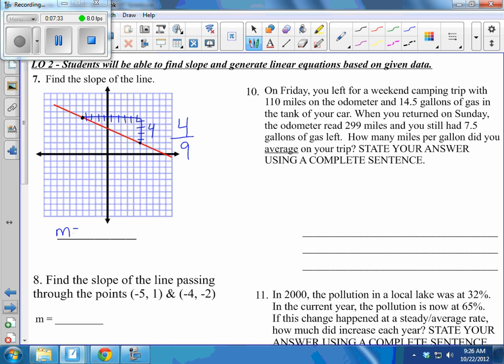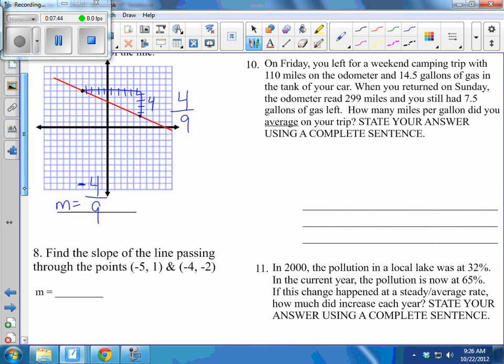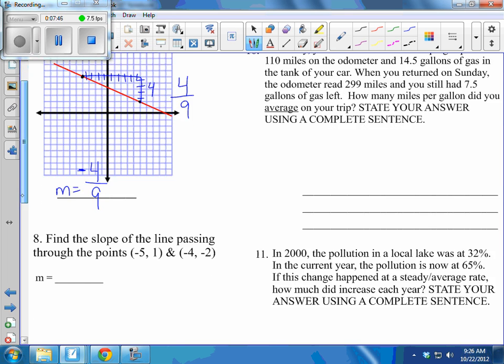But the downfall of this counting is you might lose the fact that this is a negative slope. Negative slopes fall, so I'd be sure to put a negative with that. And it doesn't matter if it's with the 4 or the 9. Just put a negative with one of those numbers. Okay? All right, number 8.